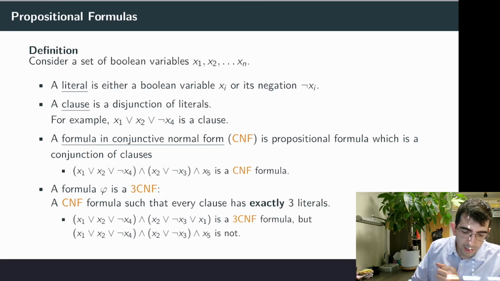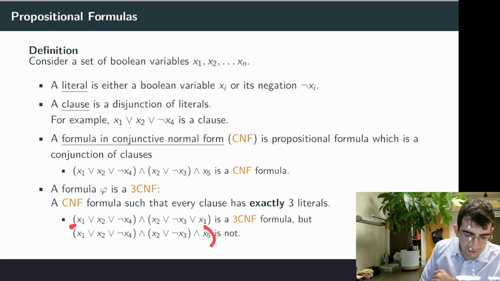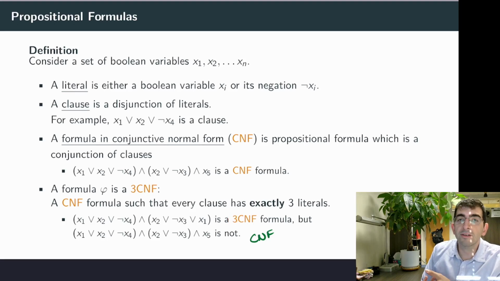So we talked about what a CNF formula is, and a formula psi is 3CNF if every clause has exactly 3 literals. Okay? So this here is a 3CNF formula, but this here is not a 3CNF formula, but it is still a CNF formula. The 3 here just literally signifies how many literals are in each clause.